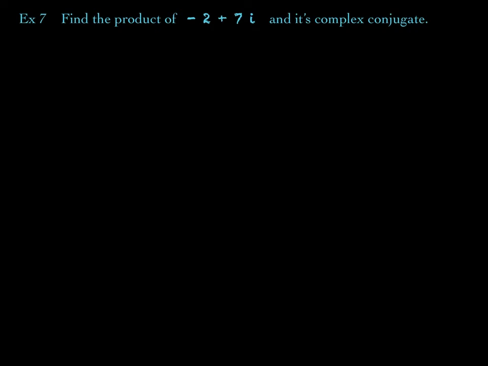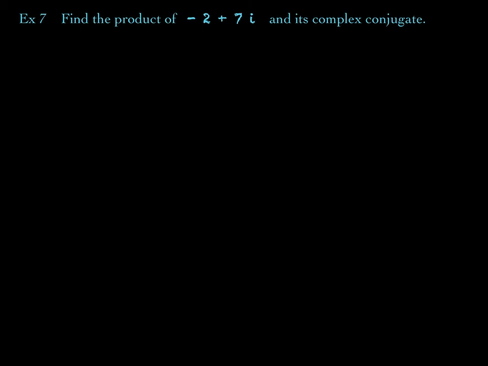All right, now we're going to move to division. But before we talk about division of complex numbers, there's a very, very important concept we need to talk about. Find the product of, so we need to multiply, negative 2 plus 7i and its complex conjugate. Anyway, negative 2 plus 7i and its complex conjugate.